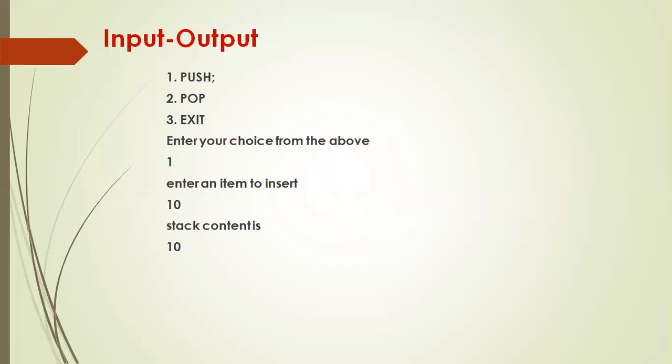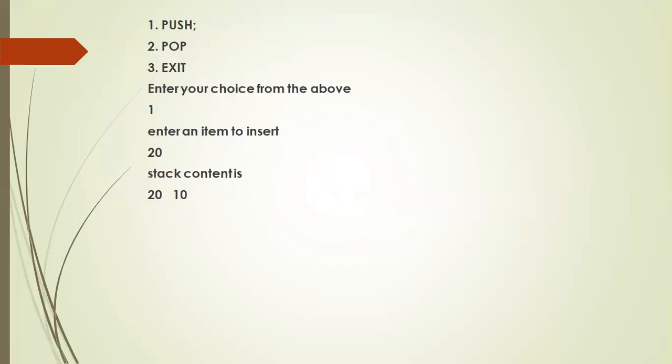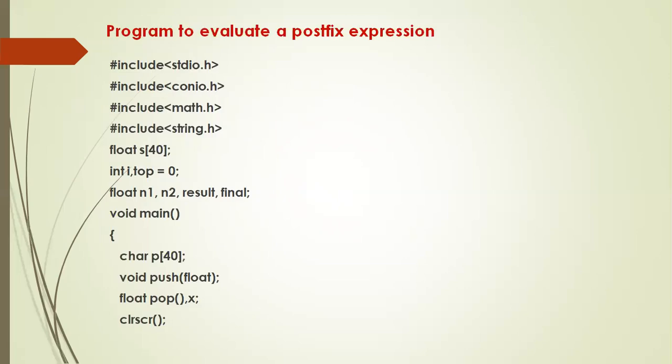Second time also, you give choice equal to 1 and another element, 20. The moment 20 is inserted, since 10 was already pushed, your stack content is 20, 10. At that time, if you give choice equal to 2, which element is deleted? 20 is deleted. Now your stack content is 10. Like that, you can do push and pop operations any number of times. If you give choice equal to 1 five times and give the values 10, 20, 30, 40, 50, then the next time you give choice equal to 1, it shows the overflow condition.